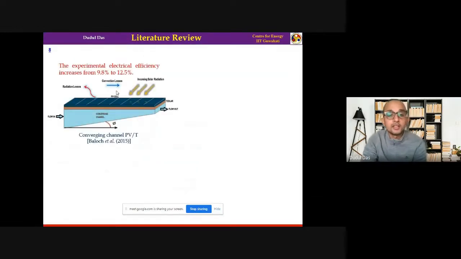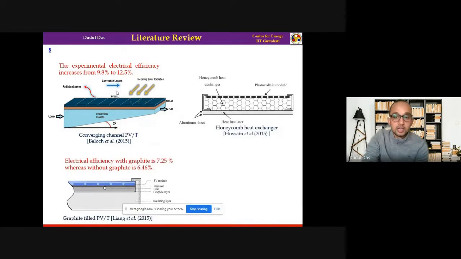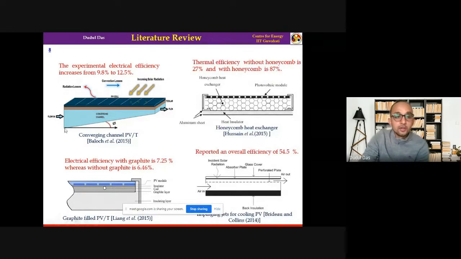Now, these are some of the already experimented designs of PVT. Few researchers used converging flow channels. They placed this converging channel below the PV cells or PV module, and some fluids were circulated. Some used honeycomb type aluminum sheet, and they used air as the heat transfer fluid. And in this case, they used some graphite filling. Graphite has been used as filling below the PVT module so that indirect heat transfer can be achieved.